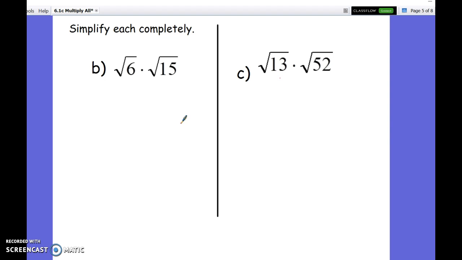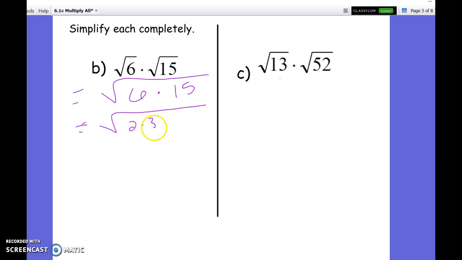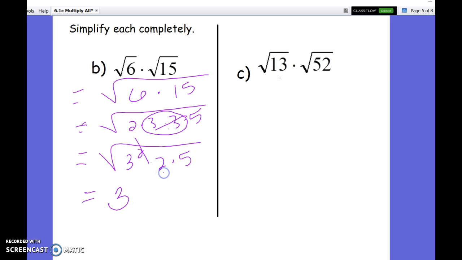Let's try another one. So we have the square root of 6 times the square root of 15. Well, we could write that underneath one radical. So the square root of 6 times 15. Well, we could write 6 as 2 times 3 and 15 as 3 times 5. So look here, we have a group of 2. So we could actually write this as the square root of 3 squared times 2 times 5. And now we can just take the square root. The square root of 3 squared, those cancel each other out, so we have a 3 that comes out of our radical. 2 and 5 are stuck inside because we can't take the square root, but we could multiply them to get 10. So 3 times the square root of 10 is our answer.